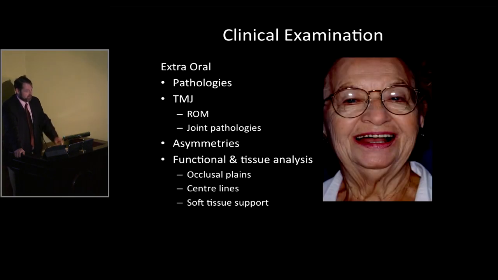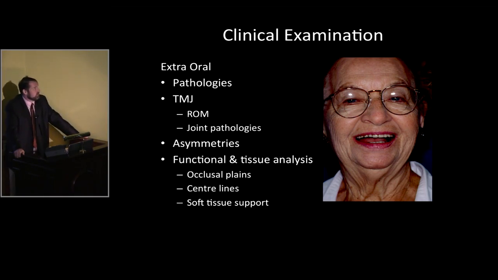When we move on to a clinical examination, obviously we look for pathologies, and any decent oral pathology textbook can talk about that. We look at the patient's temporomandibular joint. What's their range of motion? Are there joint pathologies? Is the patient able to open their mouth long enough to undergo the procedure you wish to undertake? Can they open their mouth wide enough to allow placement of an implant in a second molar site?